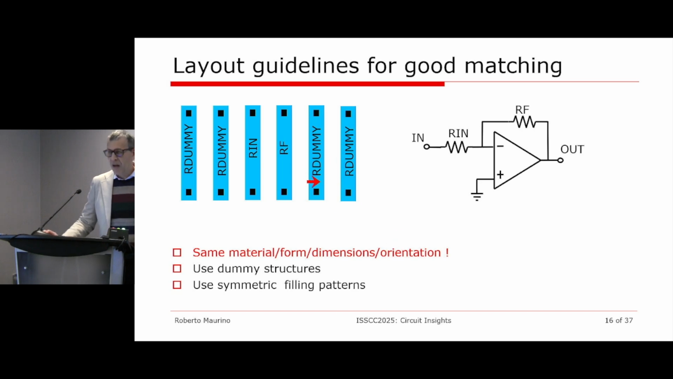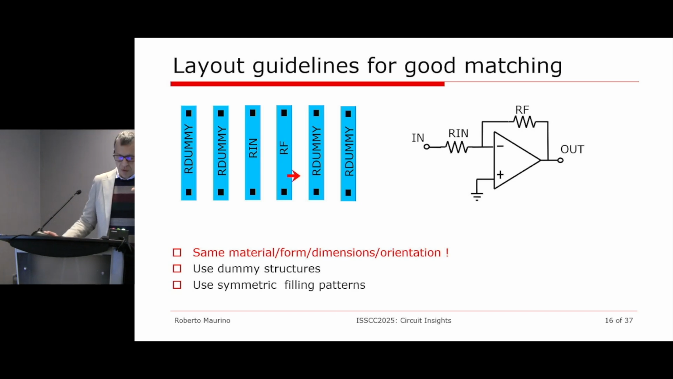So this means that typically you have to use dummies around the devices that you want to match. And you also have to be careful about these filling patterns. In low geometry processes, there are some uniformity rules that you have to meet, and to do that, there are some automatic routines that generate filling patterns so that rule is met. Unfortunately, if you look at those patterns, they don't necessarily guarantee that the surrounding of the elements that you want to match is the same.